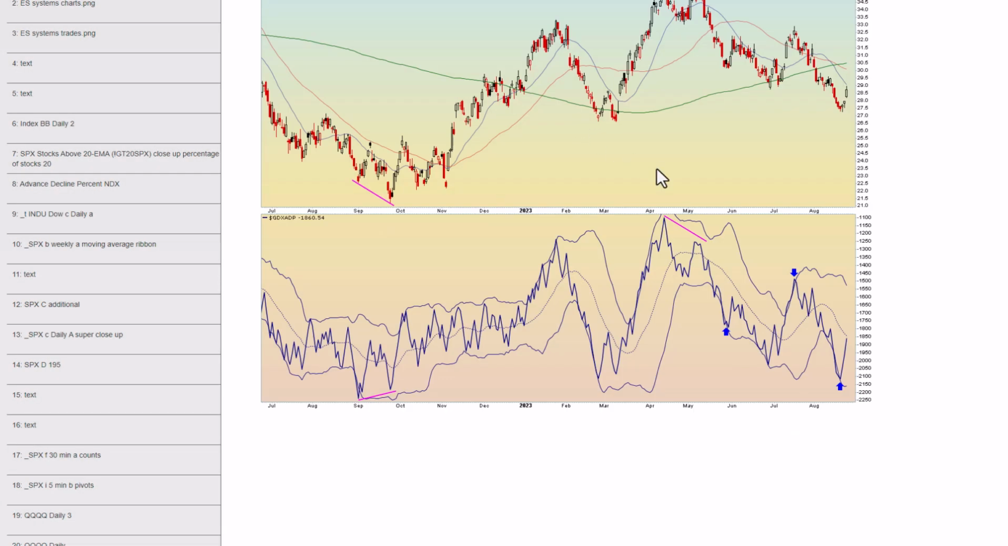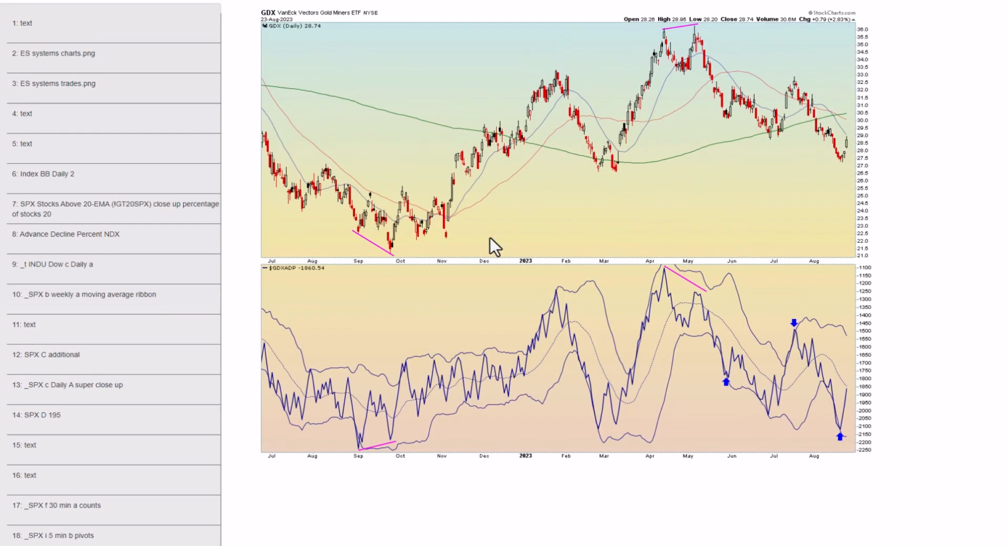Next, Jabber 70, here's the GDX with the GDX advanced decline. Just like on the indexes, it was buried below its lower Bollinger Bands, was due for a mean reversion, and that's what it's gotten. Let's take a look at some individual names.